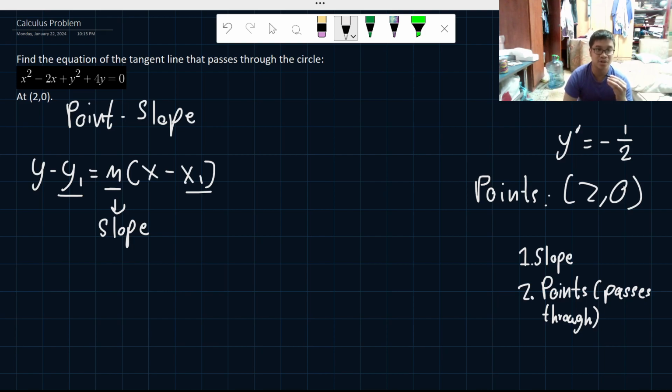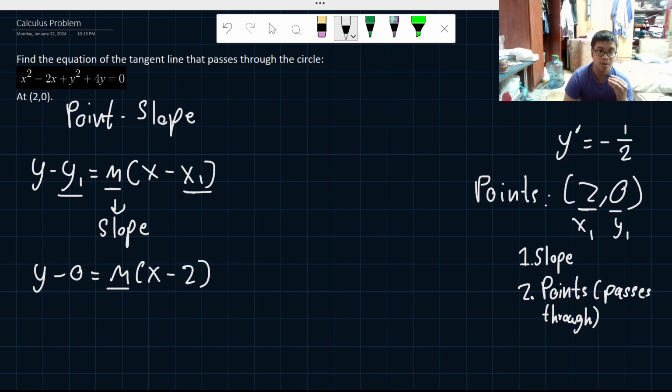So I think you already know what would be your x sub 1 and y sub 1. Okay? So since we have 2 and 0 as the ordered pair that passes through the circle, then we can substitute 2 as x sub 1 and 0 as y sub 1. So this would become y minus 0 is equal to m times quantity x minus 2. Now, how about your m, the slope?